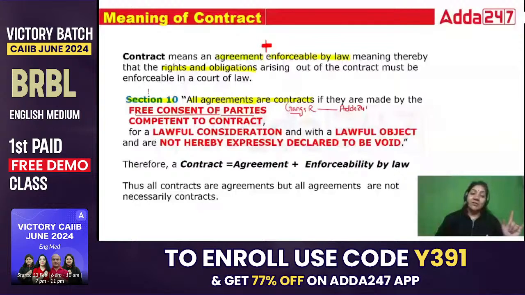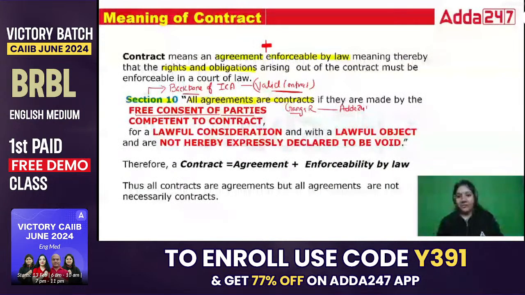Section 10 is very important because it is known as the backbone of the Indian Contract Act. We know what a backbone is: if the backbone is not good enough, we cannot stand. In the same way, section 10 is very, very important. It talks about the essential points of a valid contract. So the first point is that there should be free consent of the parties.